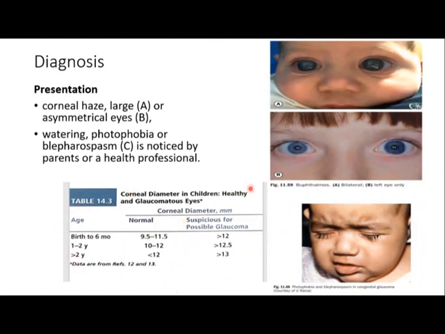Here, this table explains the corneal diameter in children, the normal corneal diameter and the corneal diameter which is suspicious for possible glaucoma. From birth to 6 months of age, normal corneal diameter will be 9.5 to 11.5 mm, and if it is more than 12 mm, then it is suspicious for glaucoma. At 1 to 2 years it is 10 to 12 mm normally. If it is more than 12.5, suspicious. Greater than 2 years, less than 12 is normal. If it is greater than 13 mm, the child is suspicious for possible glaucoma.